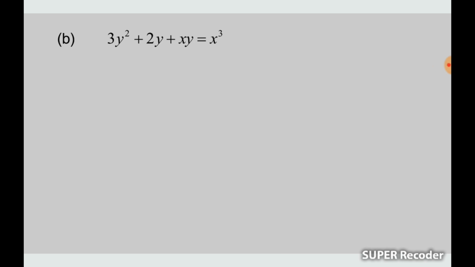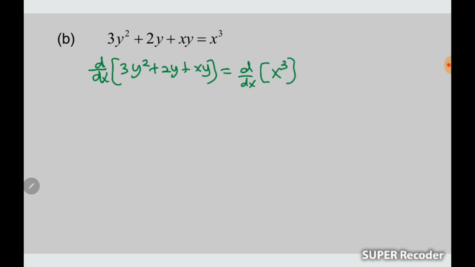Okay, now we continue with example B. Differentiate 3y squared plus 2y plus xy equals x cubed. Now we will differentiate each term with respect to x. Differentiate 3y squared plus 2y plus xy, and differentiate x cubed. Please take note that on your right side, this is explicit differentiation. But on your left side here, this is an implicit differentiation. So you need to differentiate each term.